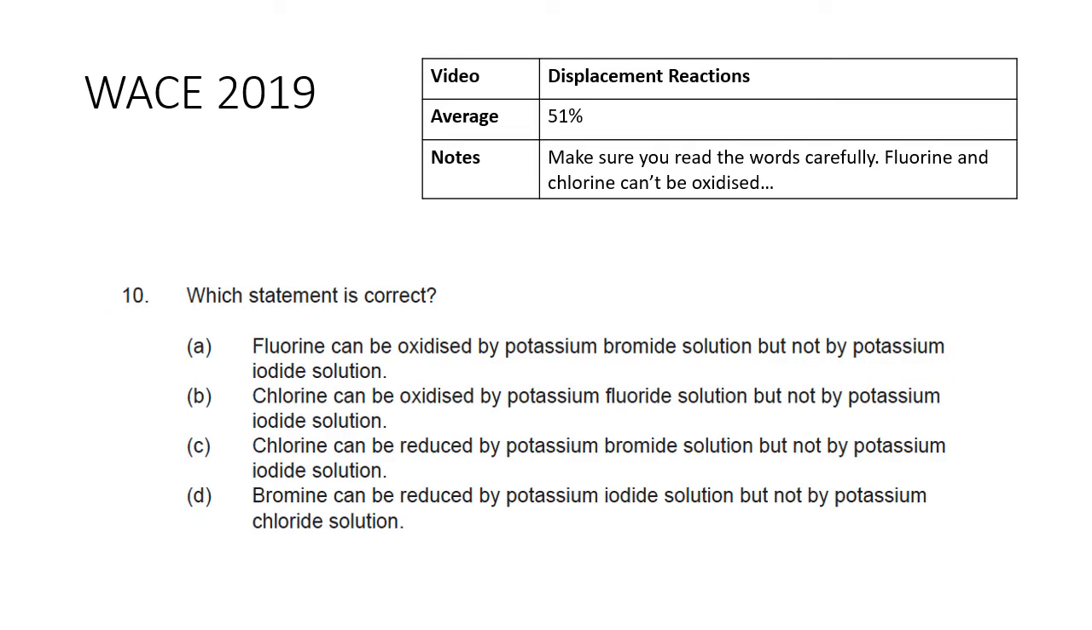Next. Okay, which statement is correct? Only 51% of people got this one. It's because they probably didn't read the question. Fluorine oxidize, chlorine oxidize. These cannot occur because you cannot oxidize fluorine and chlorine. You can reduce them, but you cannot oxidize them. Right. So read the question. So chlorine can be reduced by potassium bromide. So you find chlorine, where is it? It's at plus 1.36, and you find bromide, and that's at plus 1.08. So that is true, but not by potassium iodide. Potassium iodide is even lower than the bromide. So therefore that is also true, so therefore that is the correct answer, but let's just check the last one.